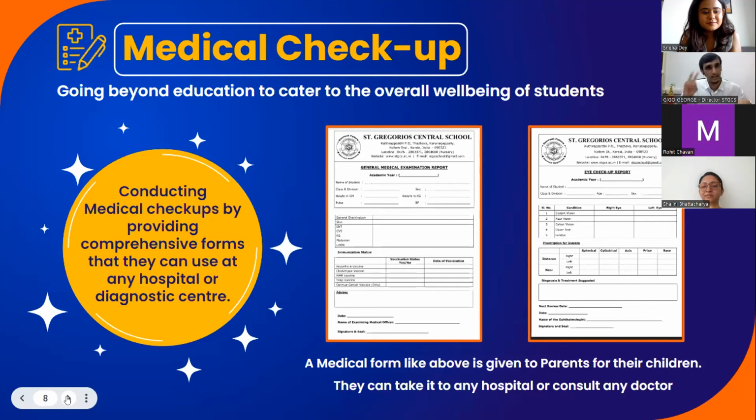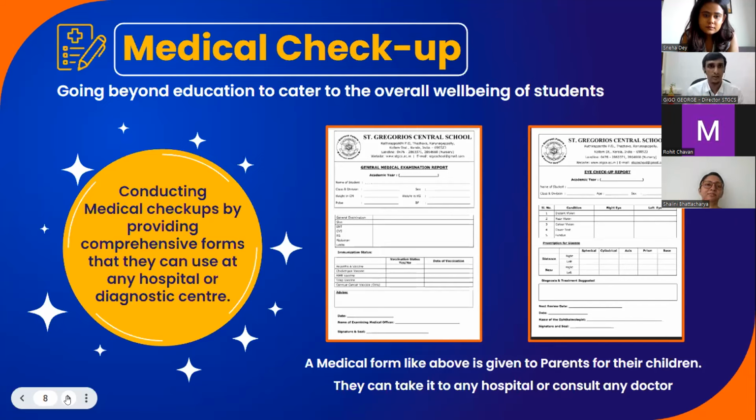I'll explain. So the second system we have is medical checkup. From the name itself, it is a medical checkup of the children. We have some forms. We have three forms. One is a dental checkup form. One is an eye checkup form. The third one is a physical checkup form. These forms also, we will share with all of you as a format.